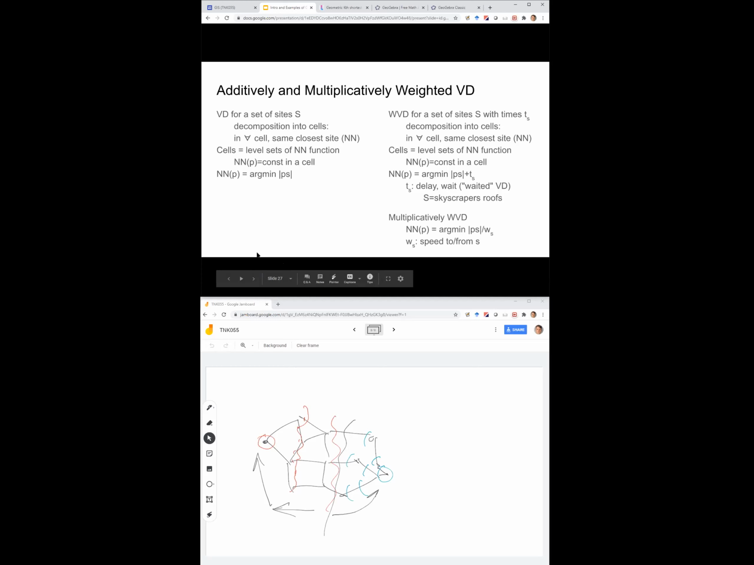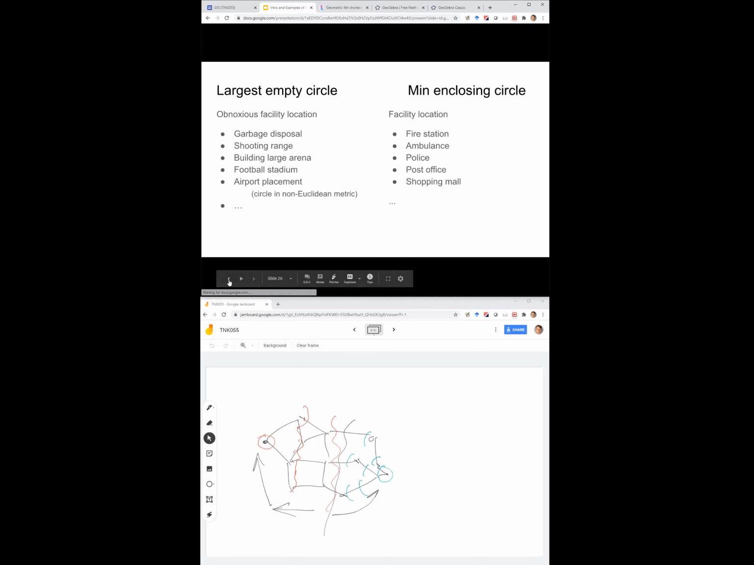Now we are going into a further example, the so-called generalized Voronoi diagram. But before we go into that, any questions on applications or in general this Voronoi diagram, farthest site Voronoi diagram stuff?